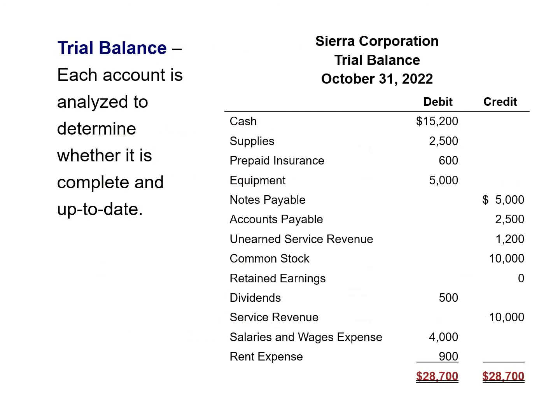To illustrate adjusting entries, we will revisit Sierra Corporation from the previous chapter. This is their trial balance at October 31st. We need to analyze each account to determine whether it is complete and up to date. Please note that retained earnings has been added to this trial balance with a zero balance because this is its first month of operation.